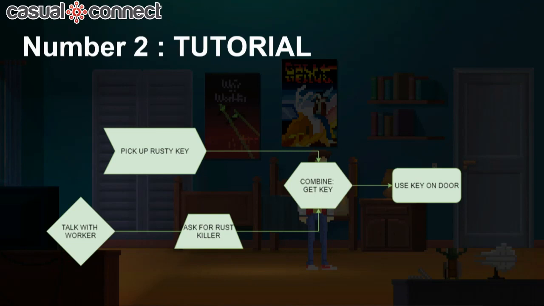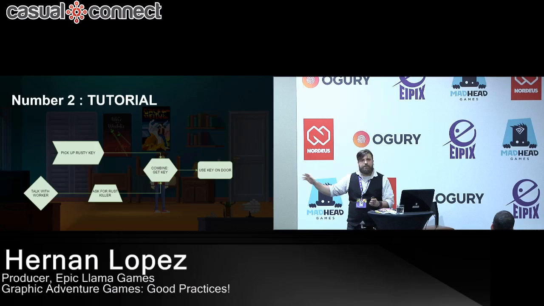You make the player pick up a key, talk with a worker, ask for a rust killer, and combine the rust killer with the key, and then you have a key, and then use it on the door. So you see that there the player learned to grab an item, to talk with someone, to combine an item, and then to use that item on something. In our games, the only things the player can do are grab, talk, combine, and use. You can tell just by looking at the graphic that it's really short and really easy to understand, and the player learns everything right there.